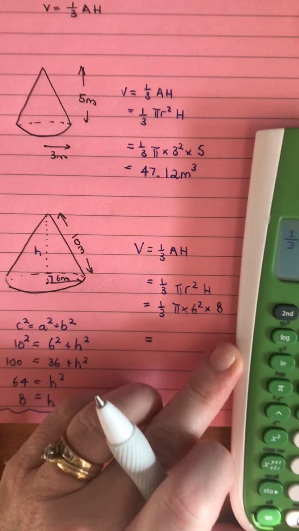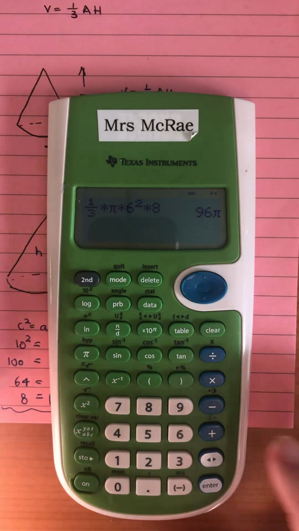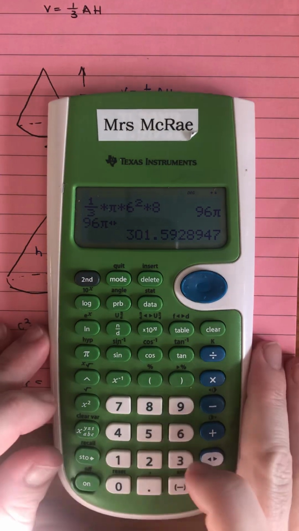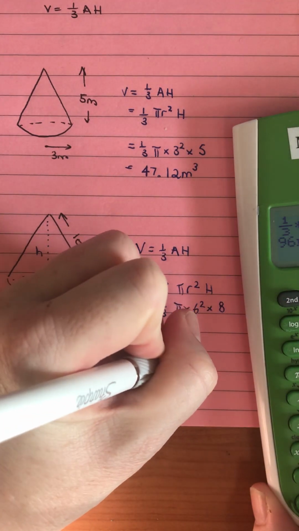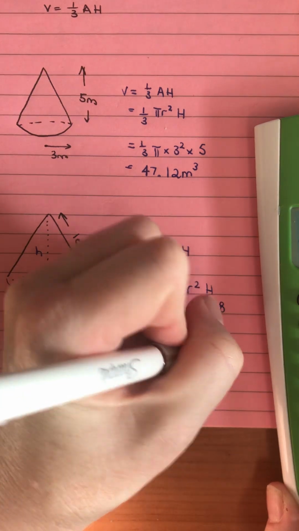times 8. And I get on my calculator 96 pi, so I will change that to 301.59. And that will be meters cubed.